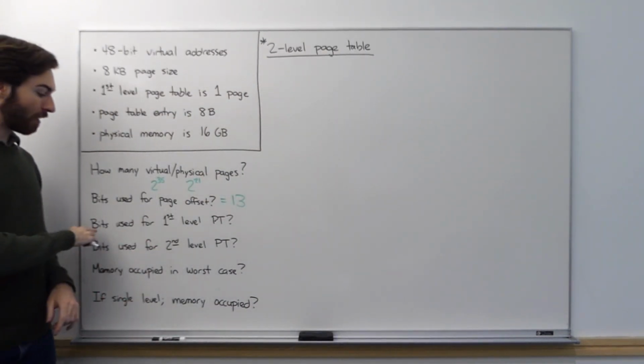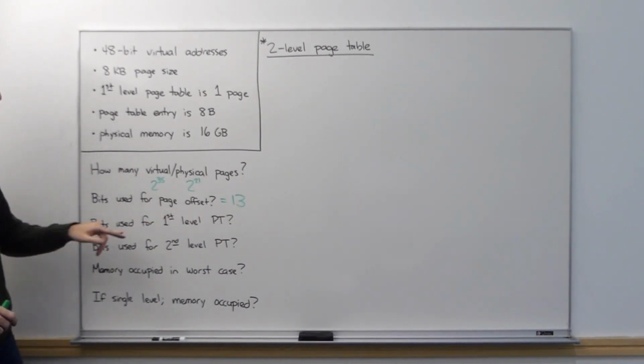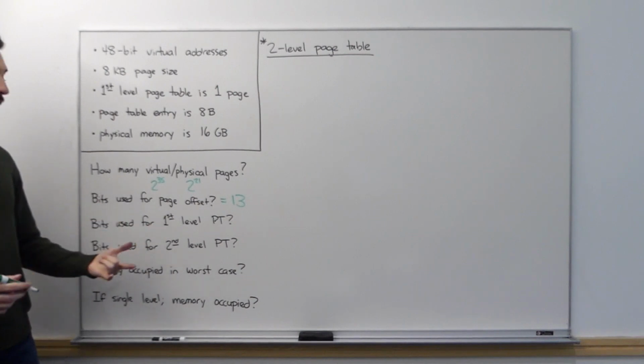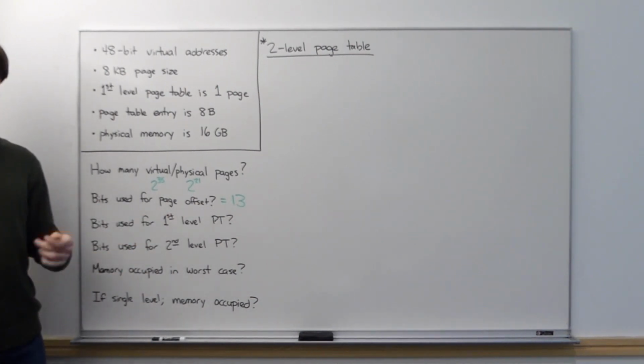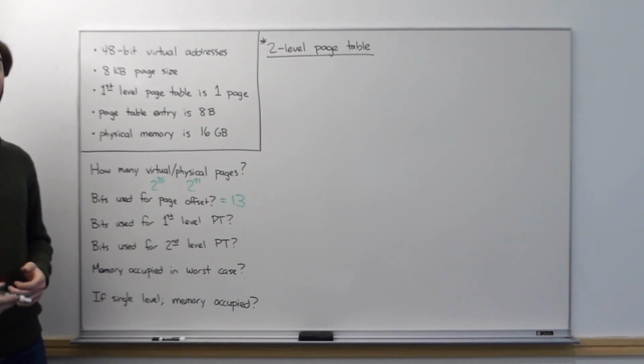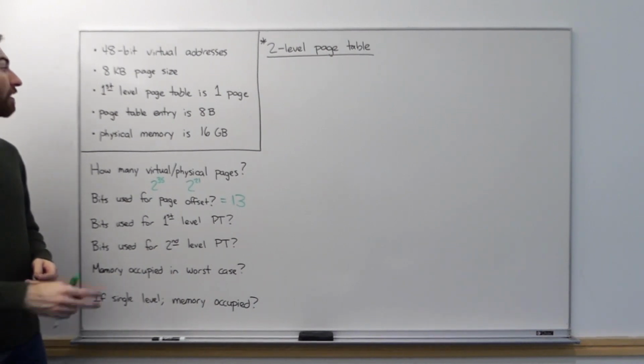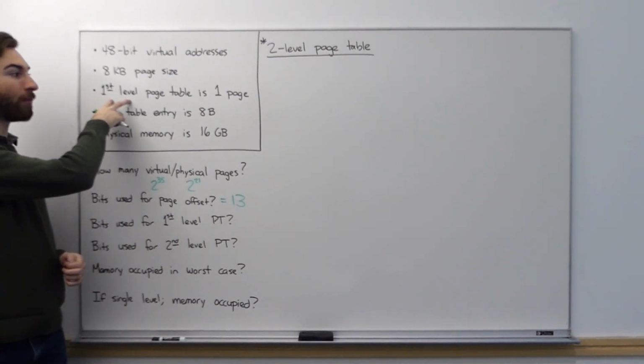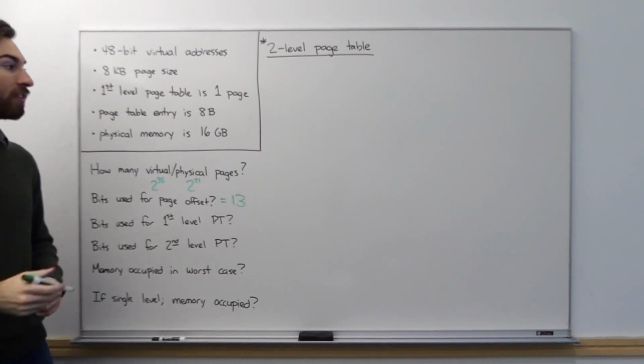And now let's look at the number of bits that we would use to index into our first level page table. To figure out how many bits we need to index into our first level page table, we need to figure out how many first level page table entries there are. So we know that our first level page table takes up exactly one page total.